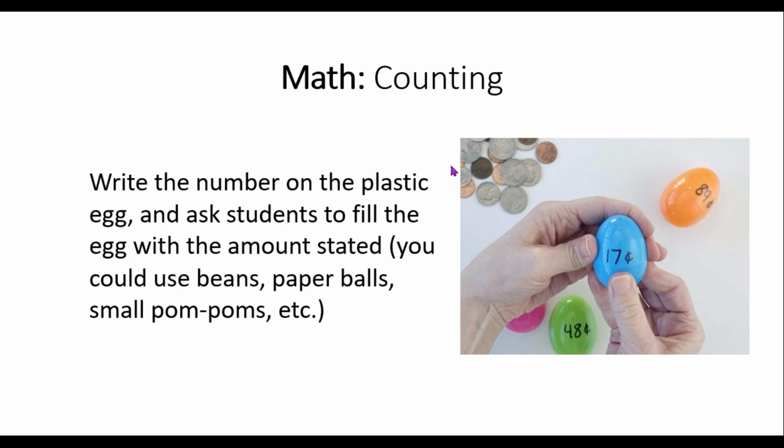The only thing you need to do is to write the number you want your students to practice on the plastic egg, and then maybe have some stuff around like paper balls or small pom poms, or maybe you can use beans or any other grain you've got there. So students can put inside the egg the number that is being shown on the surface.